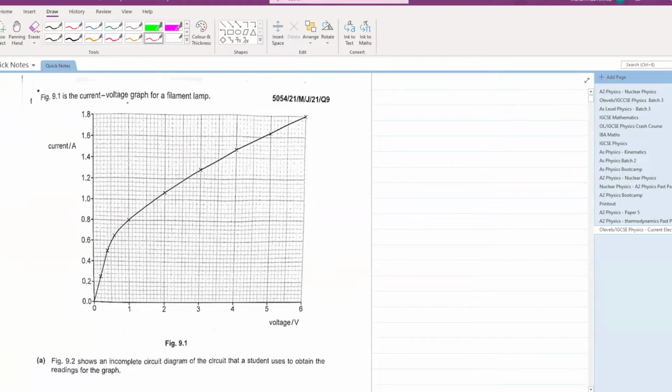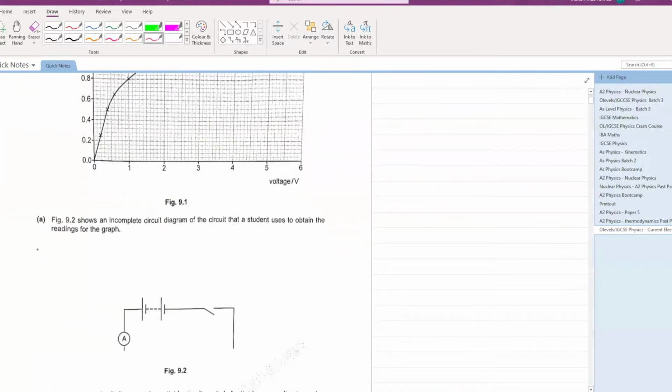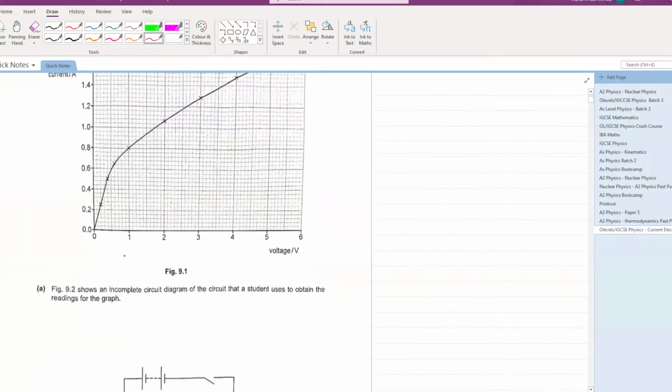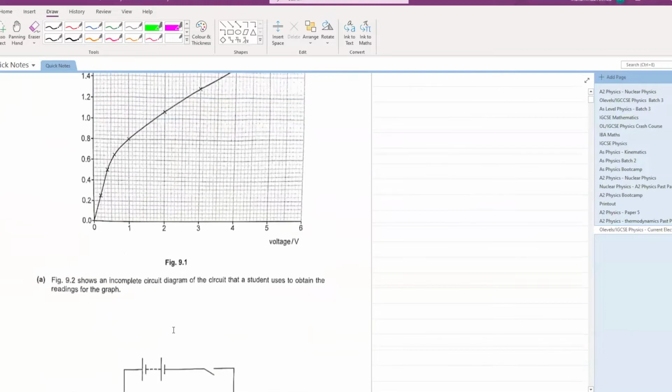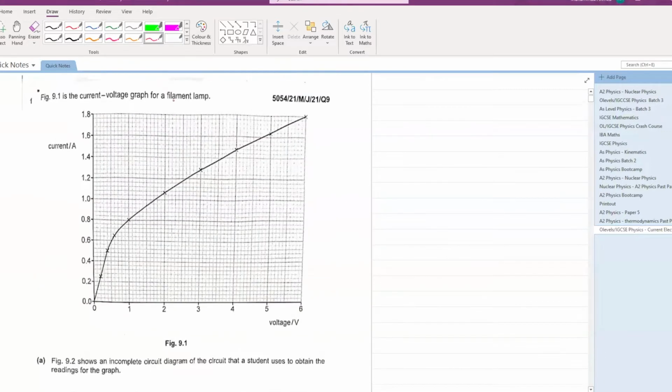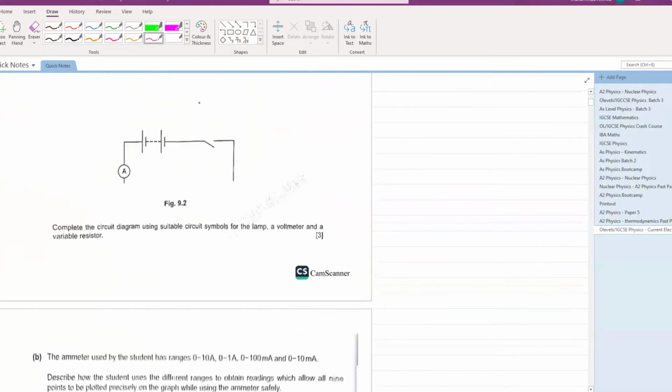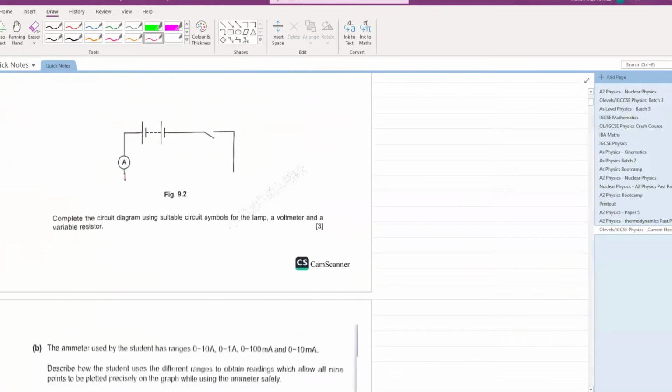Figure 9.1 is the current voltage graph for a filament lamp. Figure 9.2 shows an incomplete circuit diagram of the circuit that a student uses to obtain the readings for the graph. So this is an incomplete circuit diagram through which you will obtain current and voltage readings. This graph is for a filament lamp. So one thing that we need to show in this circuit is a filament lamp.